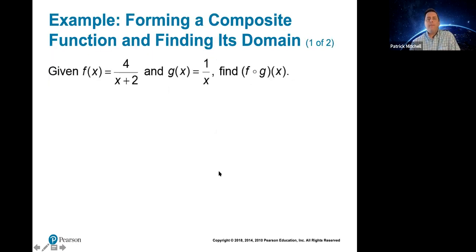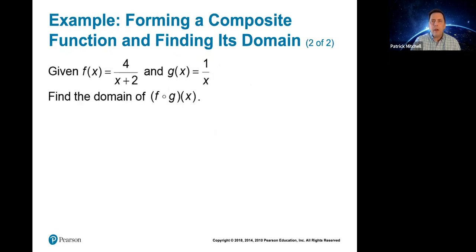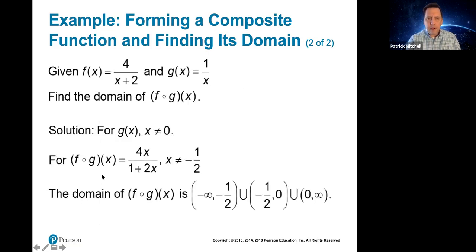Okay. So in the trigonometry video, you saw this part of this example. Given f of x equals 4 over x plus 2 and g of x equals 1 over x, find f circle g of x. So we've already done that part. Now we want to find the domain of that function. Bear with me here because this whole solution is going to come up all at the same time. I unfortunately cannot make this come up a little bit at a time, but I'll explain everything.